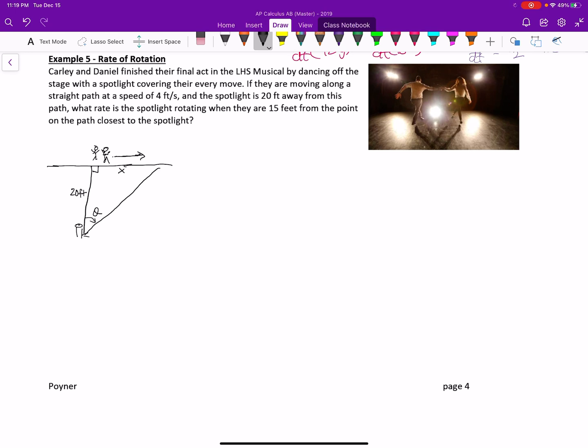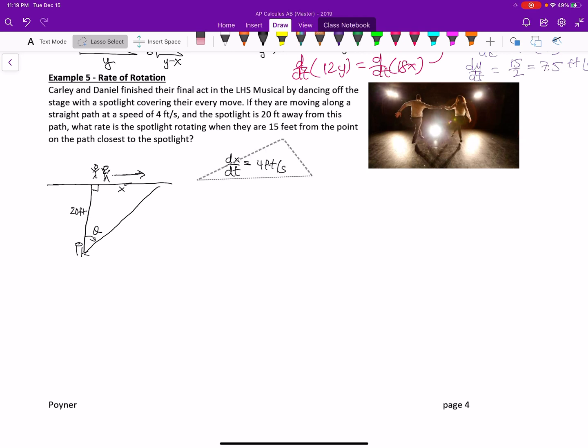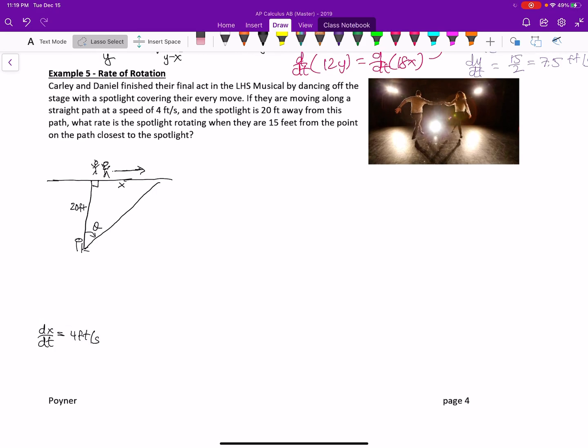If they're moving along a straight path at a speed of, okay, so their speed is dx/dt, or whatever variable you chose for their distance traveled, is going to be 4 feet per second. I'm just going to put this off to the side because that's something I'll need later, but I don't need it in the beginning. Let me move it down, just so I have my thoughts organized.